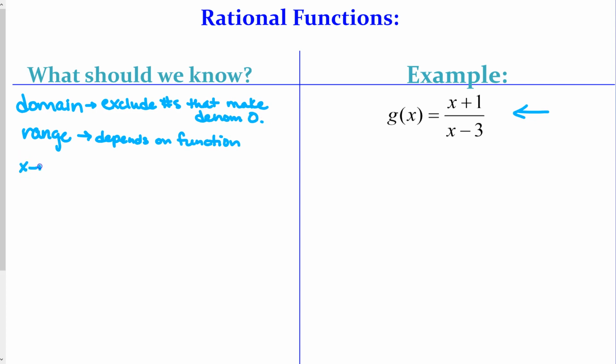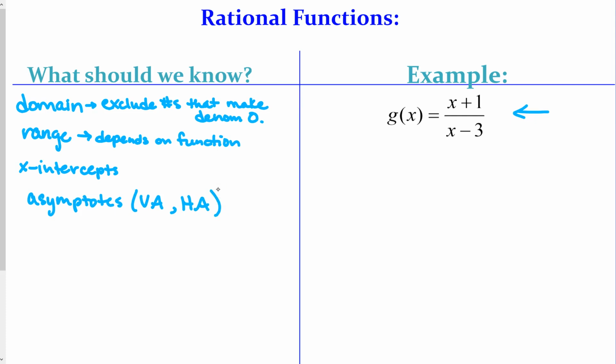Also, you could find the intercepts. And another important thing, oops, I can't spell intercepts apparently. Another important thing about rational functions is that they are the ones that often have vertical asymptotes and horizontal asymptotes. So we want to be able to find the asymptotes. VAs for vertical, HAs for horizontal.